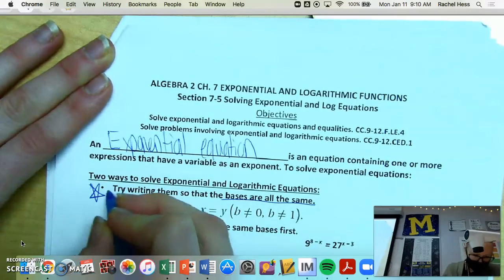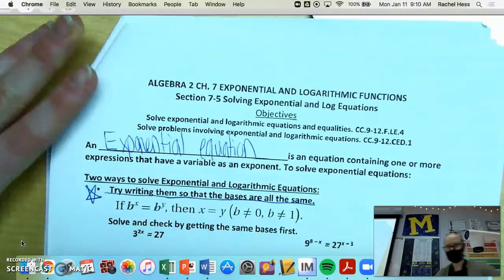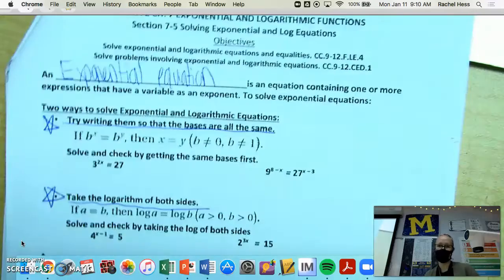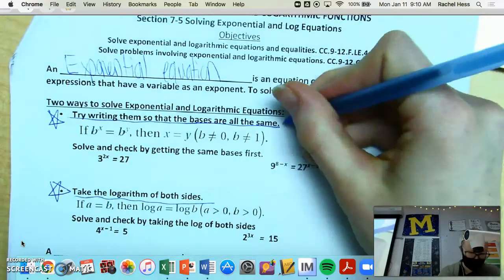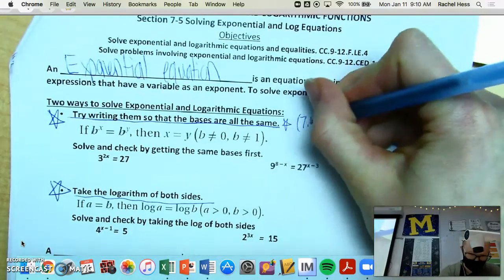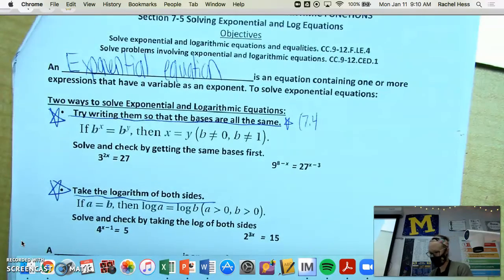So you will need to know this not only for a quiz, but also for your essay quiz. It'll say, how do you solve exponential or logarithmic equations? So the first thing that we're going to do is write them so the bases are the same. We also did this in 7.4 a little bit. It was one of the last examples that we did. I think it was the log 32 of 8.